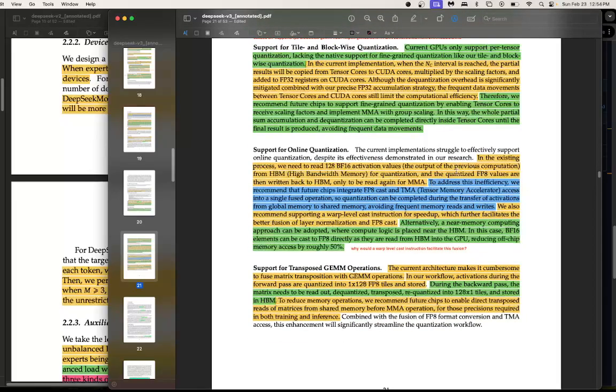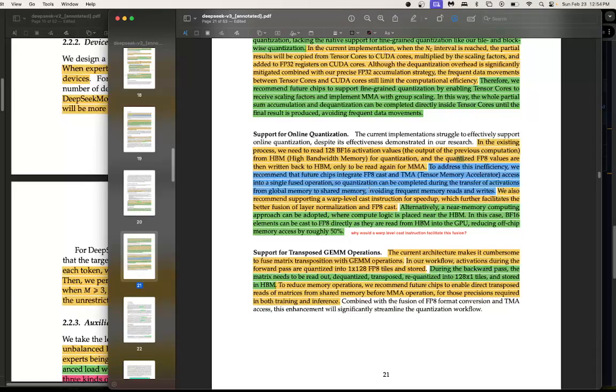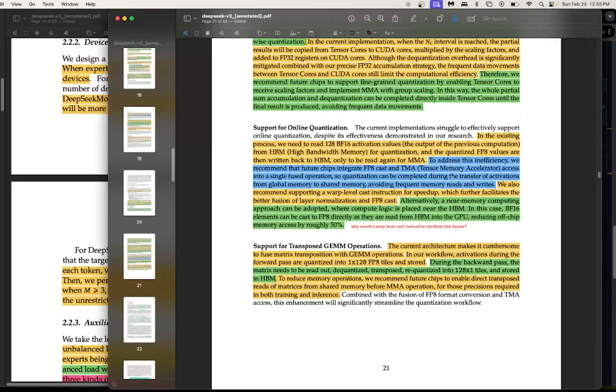Online quantization. Basically, what they're saying here is that in the forward pass, they have to do a conversion to FP8 with scaling factors, and row-wise scaling factors become column-wise scaling factors in the backward pass, I think, because the matrix is transposed. It requires extra data shuffling over to HBM and back, because, as they're saying, we need to read BF16 activation values, the output of the previous computation, from HBM for quantization, and then the quantized FP8 values are written back to HBM only to be read again for MMA.